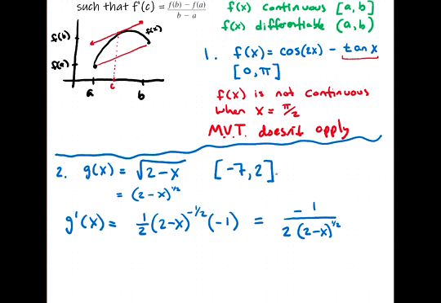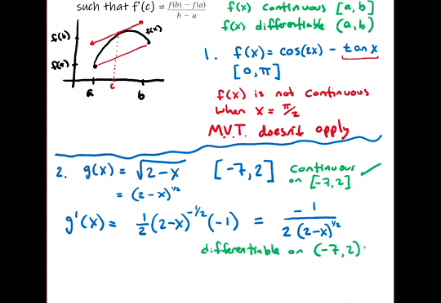So we have continuous on negative 7 to positive 2, check. We have differentiable on the open interval, negative 7 to positive 2, check. So the mean value theorem can be applied.